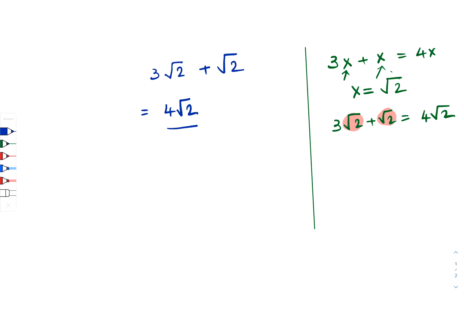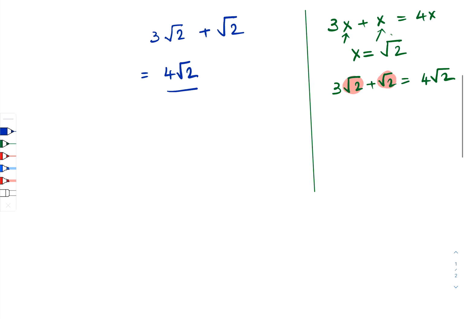Let's take a look at something similar: 3 square root of x plus square root of x. Go ahead and try this yourself. Pause the video. All right, this one is similar. You treat it the same way. This entire square root of x is like a variable. You have a 3 coefficient here and a 1 here, so you just add them together. That's 4 square root of x.